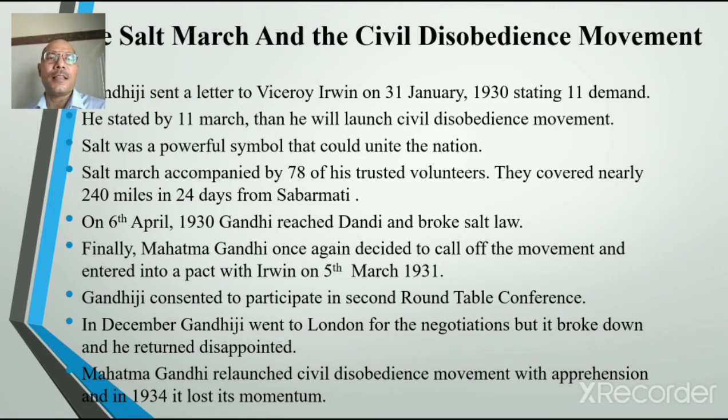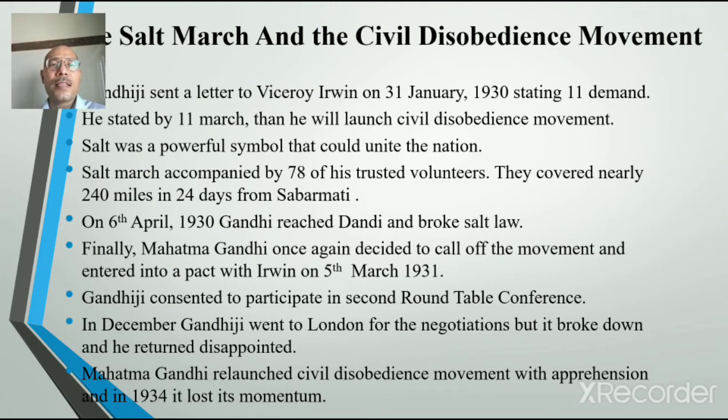The movement went on continuously for about a year, and on 5th March 1931 Mahatma Gandhi called it off. Gandhiji consented to participate in the second Round Table Conference. In December, Gandhiji went to London for negotiation, but it broke down and he returned disappointed. Mahatma Gandhi relaunched the civil disobedience movement with apprehension, and in 1934 it lost its momentum.